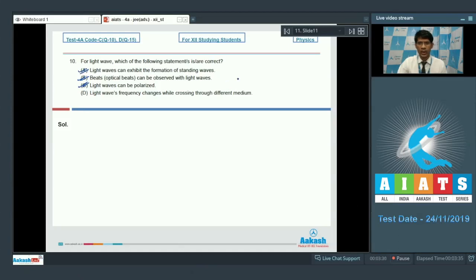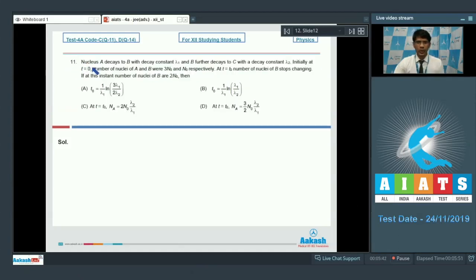So let's proceed to question number 11 now. Here in question number 11, nucleus A decays to B with decay constant lambda 1 and B further decays to C with decay constant lambda 2. Initially at t equal to 0, number of nuclei of A and B were 3n0 and n0 respectively. At t equal to T0, number of nuclei of B stops changing. If at this instant number of nuclei of B are 2n0, then we need to find out how exactly T0 will depend upon lambda 1 and lambda 2, and further what is the number of active nuclei at t equal to T0.